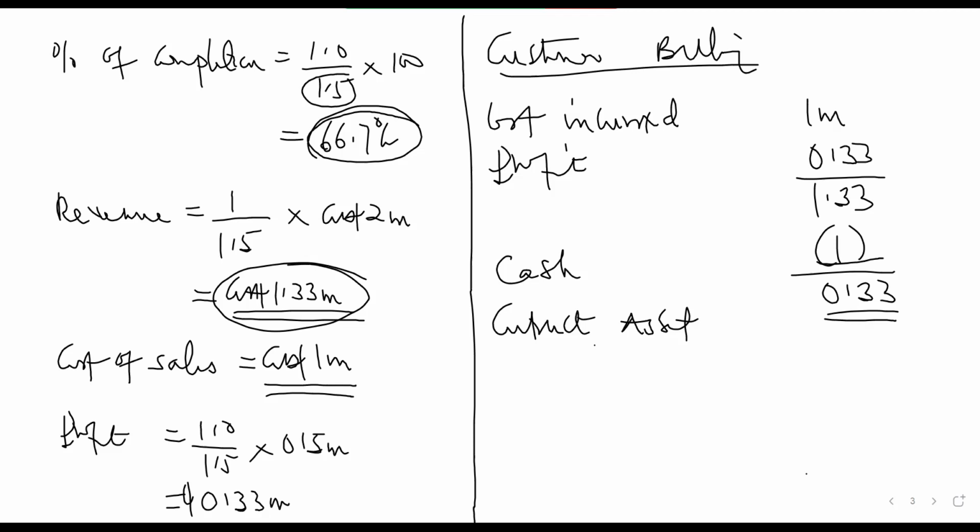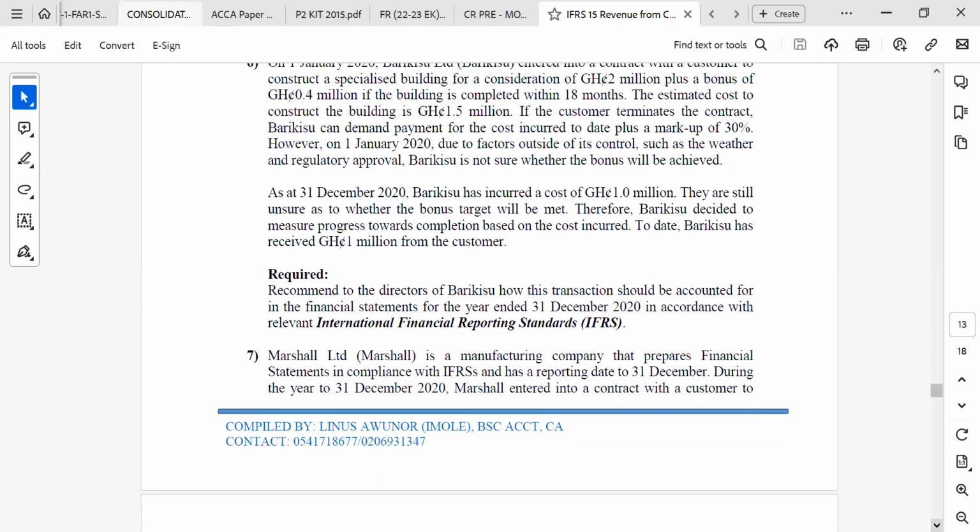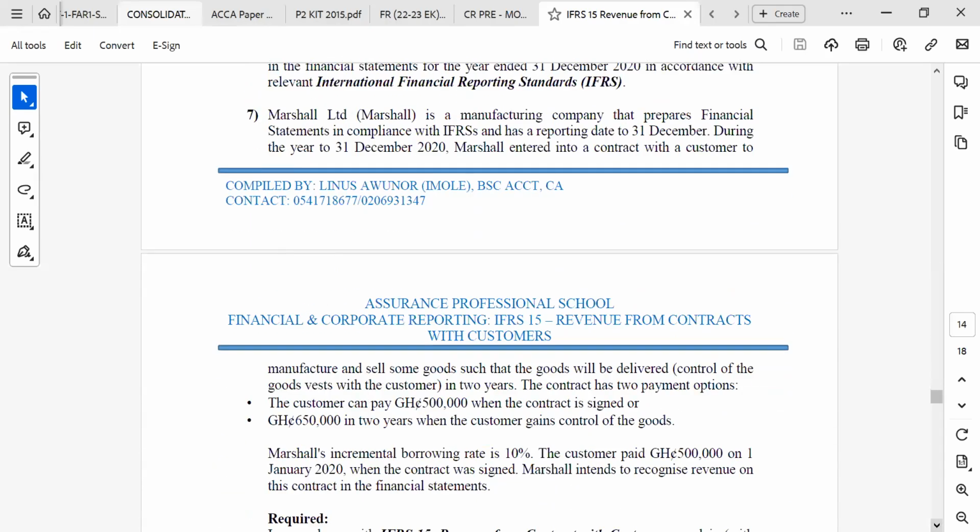So this particular question is under the input method. Let's go. Okay, let's take question 7. This is performance obligation at a point in time. Question 7.